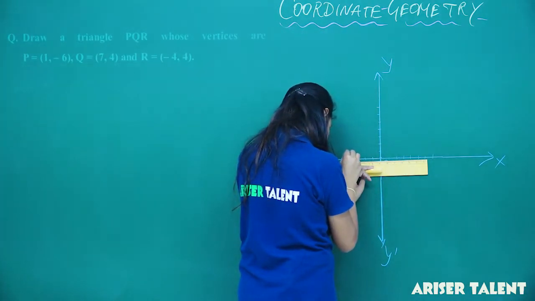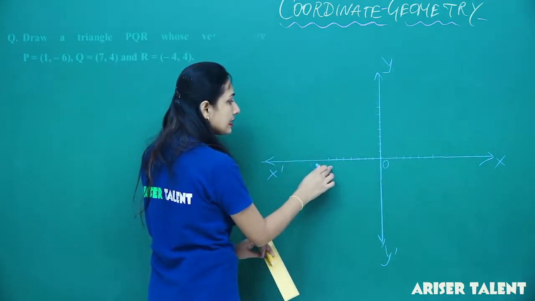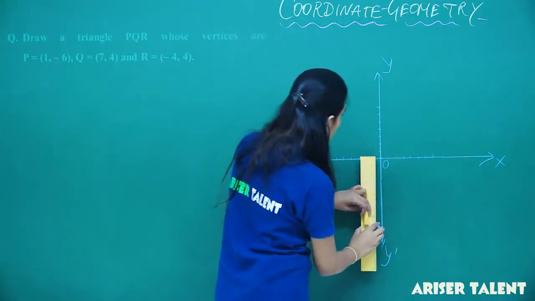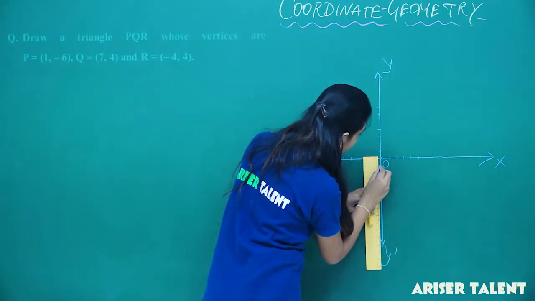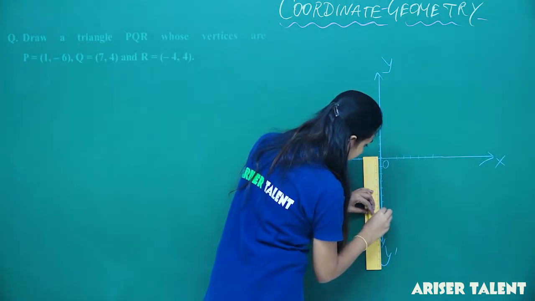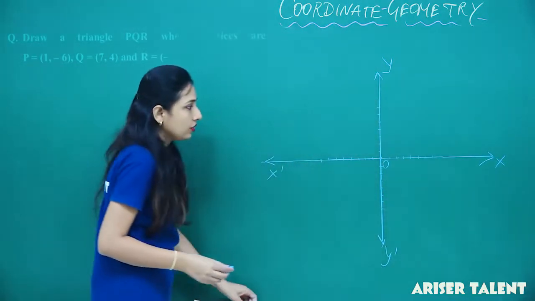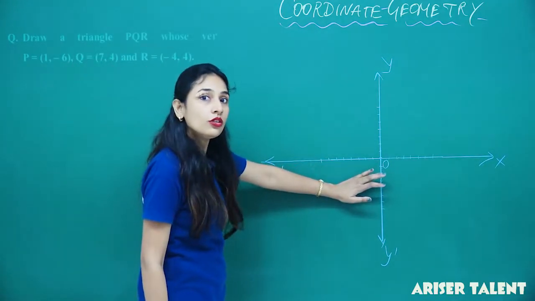Do it fast. 1, 2, 3, 4, 5, 6 and 7. Okay, I've cheated. Then here again repeat the process, 1, 2, 3, 4 and 5, 6 and 7. Okay, so this is what it looks like in your notebook.